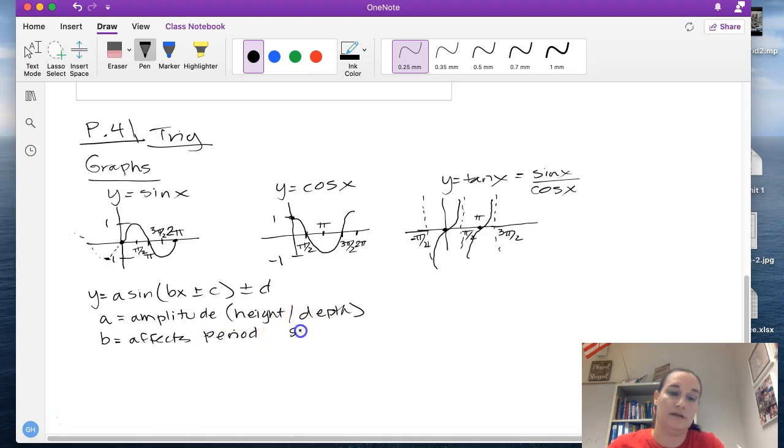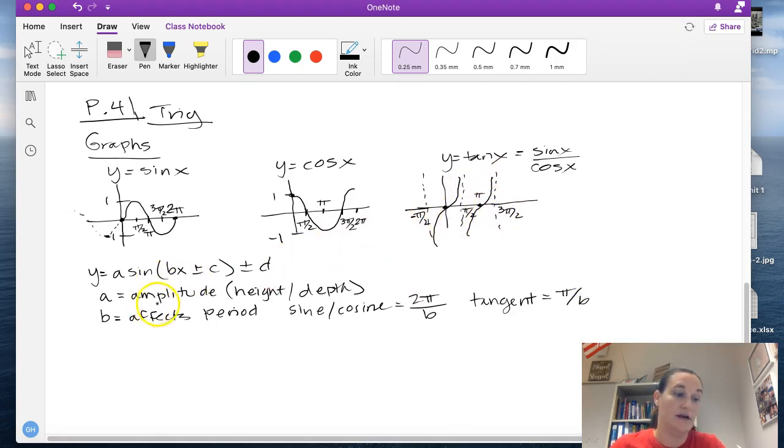The period for sine and cosine, by the way, please don't call them sin and cos, is 2 pi divided by b. For tangent, and again, don't call it tan, it's tangent, the period is pi over b, because the period for tangent is pi. Each of these little asymptotes are pi apart. And then obviously C and D are shifts up and sideways: up, down, and right, left.